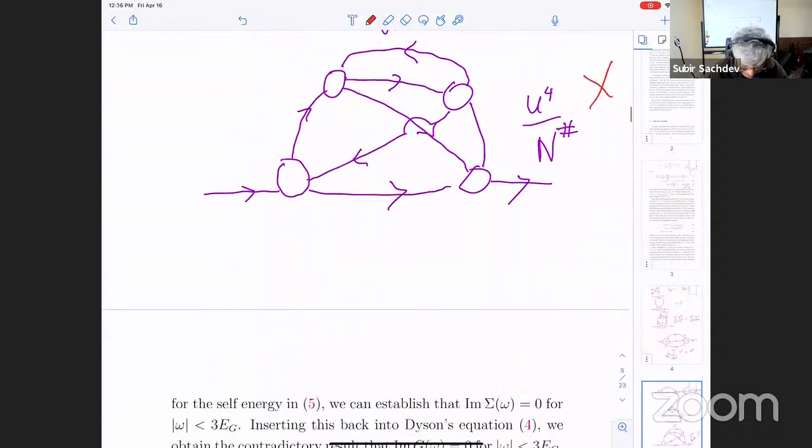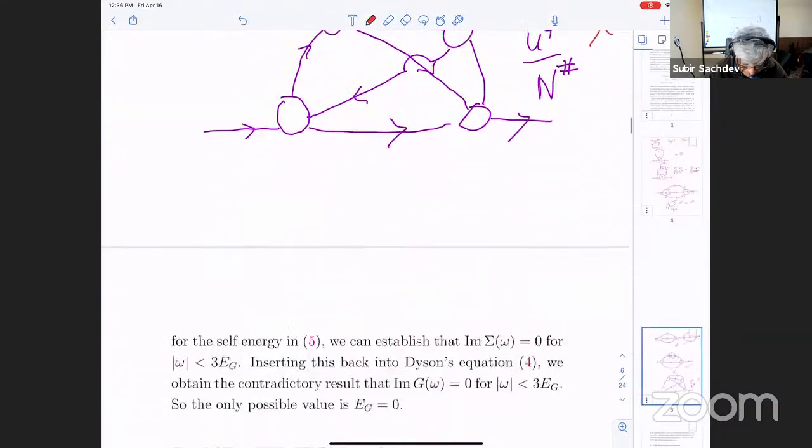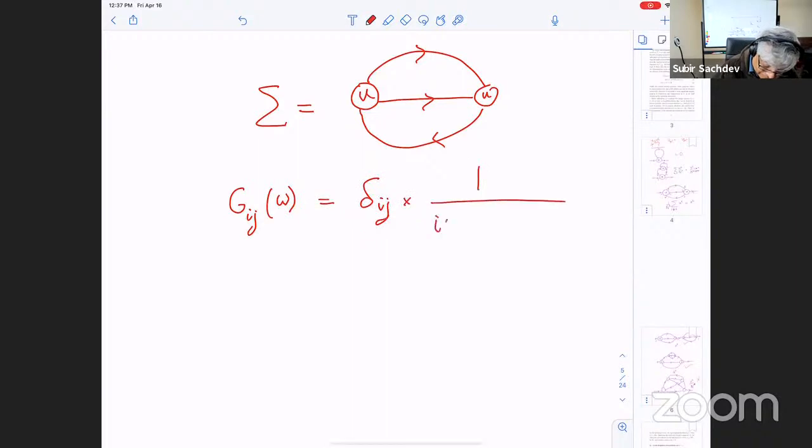All right, so the net result from all of these pictures is that we can now write down the Green's function in a very simple way. Basically there's only one diagram to worry about, and we put that equal to the self-energy. The self-energy is equal to this: a U here and a U here. So what's our Green's function? Well, first of all, G_ij of omega is completely diagonal, times 1 over i omega plus mu, as usual, minus the self-energy. We're going to do a lot of analytic stuff here, so I better be careful about all my factors of i. I'm working with the imaginary time Green's function, so the frequency is along the imaginary axis.